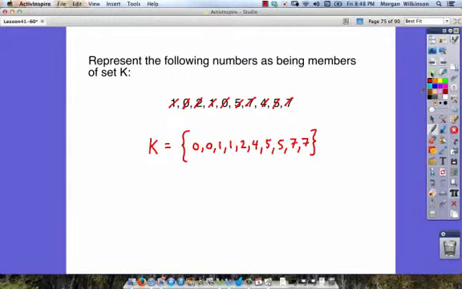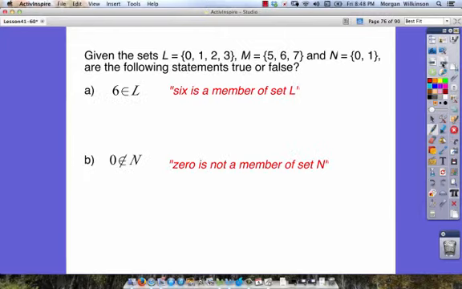Let's look at another problem. Given the sets here, we have L is equal to 0, 1, 2, and 3, M is equal to 5, 6, and 7, and N is equal to 0 and 1. Are the following statements true or false? Now we have some new symbols here. What this is saying is 6 is a member of set L. It just means is a member, is part of that set. So we're asking, is 6 part of set L? Well, no way, because L is only 0, 1, 2, and 3. So our first question, 6 is a member of L, that's false.